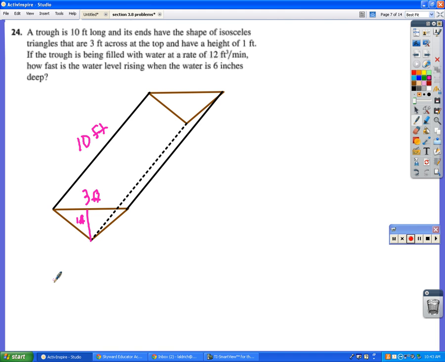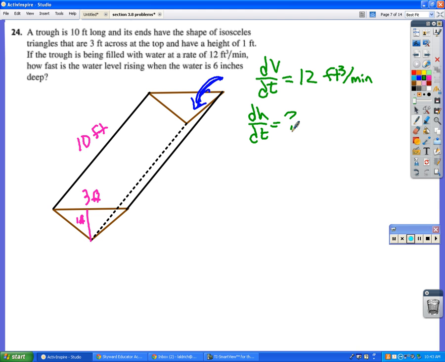If the trough is being filled with water at a rate of 12 cubic feet per minute, water going in, so dV dt equals 12. I got confused when I had to take the derivative of these. It says, how fast is the water level rising? So we want to find dh dt when the water is 6 inches deep. So the height is half a foot, but we're not going to mess with that until very late. Thank you for saving my life.